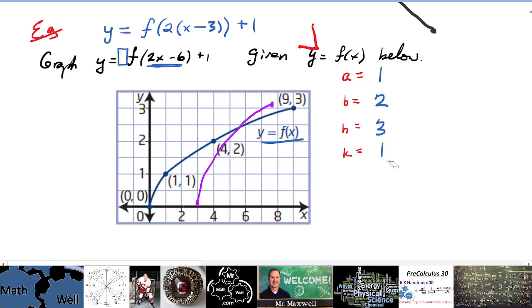And then finally k is 1, so let's grab this. Again, you always move from the last one you just did, you always work A, B, H, K, and you just keep working on the same graph. So now we're going to go up 1 unit.